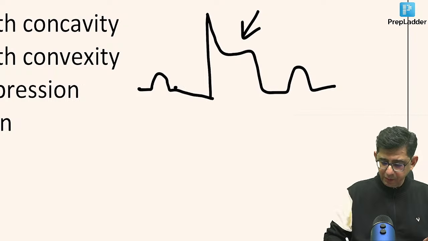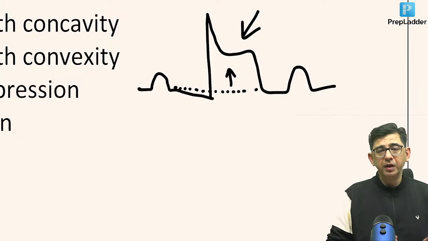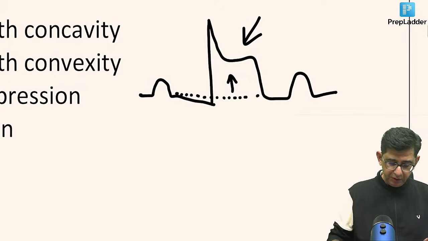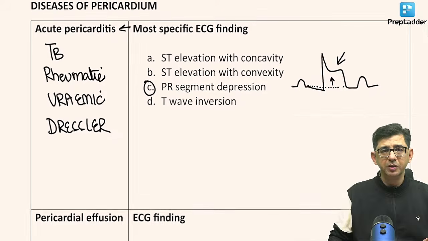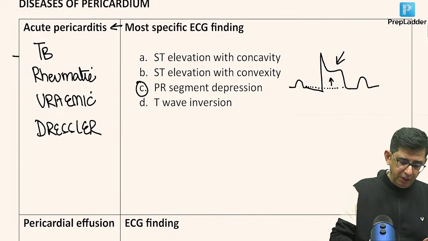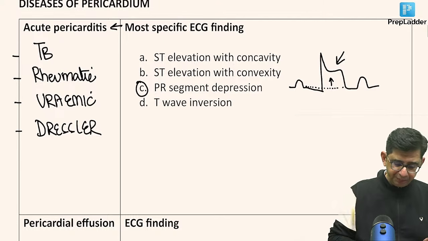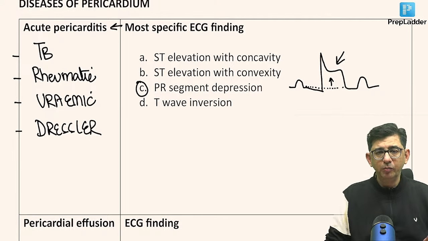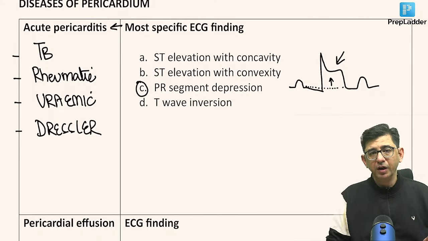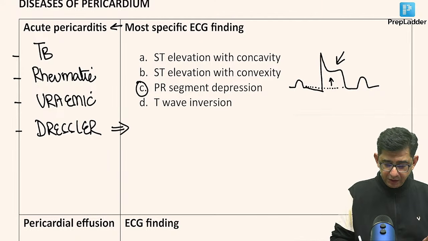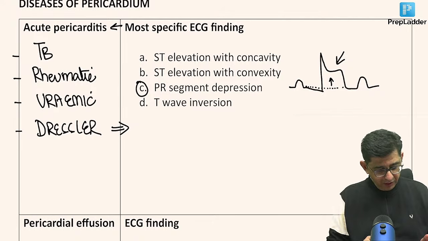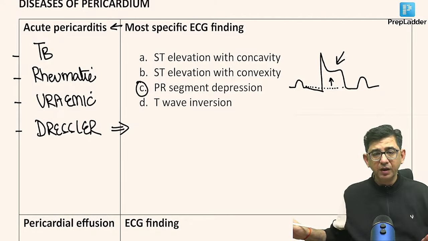I'll just establish the baseline once again to align with both of them, the PR segment depression and the ST segment elevation. The correct answer for this one is option number C. PR segment depression is the specific finding that would be present. So TB, rheumatic, uremia, and Dressler syndrome are a couple of those options that I have currently mentioned before you. And most of the time they will ask you about treatment of Dressler syndrome. No, the answer is not A. The specific answer is option number C for this one.